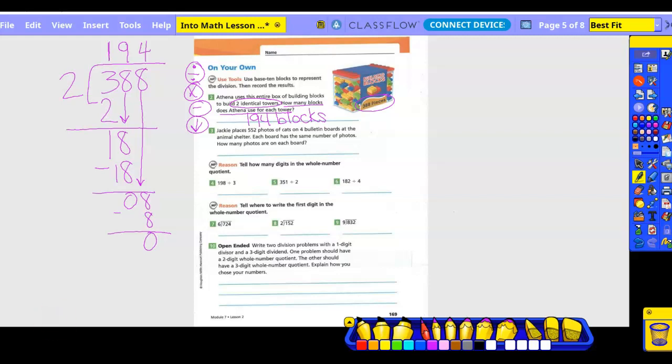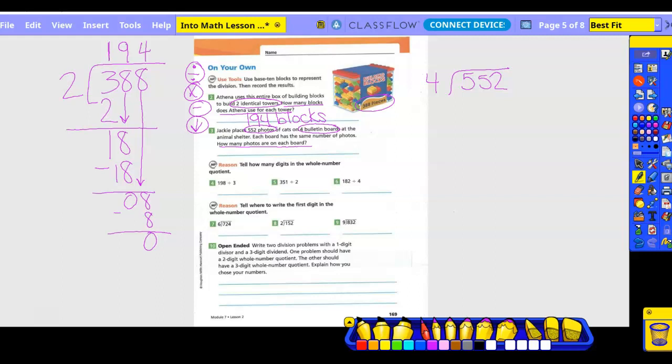Number 3, Jackie places 552 photos of cats on 4 bulletin boards at the animal shelter. Each board has the same number of photos. How many photos are on each board? I'm going to draw my number, 552, 4, and then they have the same number, so how many photos are on each board? So what am I going to do? 552 divided by 4. Now remember, if you don't have enough room on your page, then go get some extra paper to work in, okay?